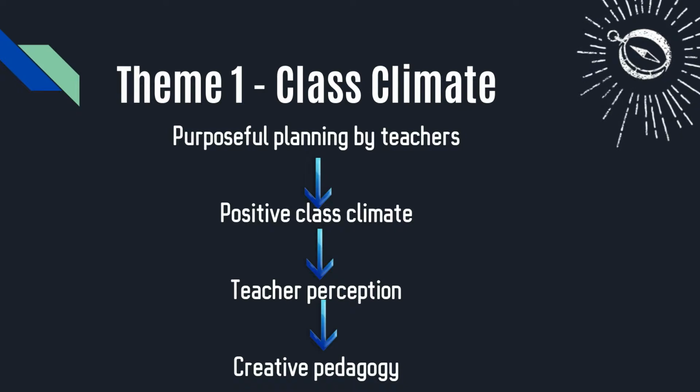When there's a positive classroom climate, teachers generally have a good perception about what's going on. Their understanding of the way the classroom is functioning and the way students are responding is generally positive because they've been able to view the class in light of what they've already planned. Therefore, this enables teachers to move forward into creative pedagogy. All in all, these 4 attributes complement each other in bringing about positive class climate.